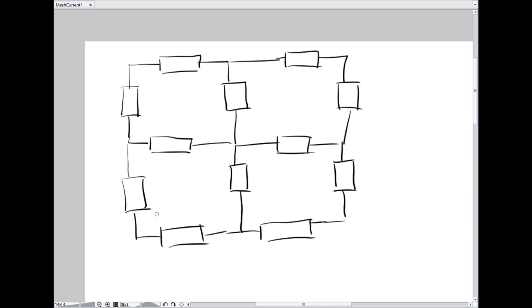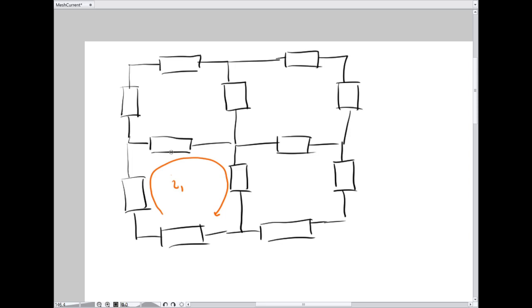So a mesh current is defining a quote-unquote fictitious current around a loop that is a subloop of some larger circuit. And it's a mesh if and only if it does not contain any loops within it. So a mesh is like this. If you can subdivide a mesh into smaller loops, it's not a mesh.